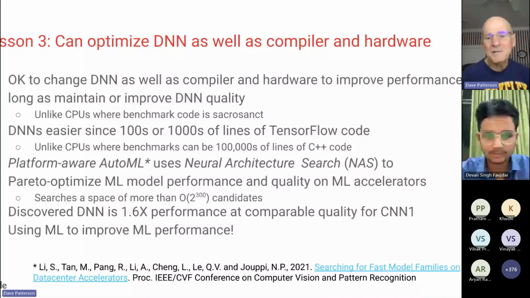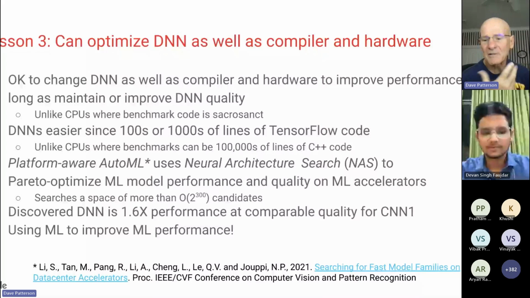One of the interesting differences from the traditional background, where you can change the compiler and the hardware, but the applications are sacrosanct, you can't change them. That's not true for deep neural networks. As long as you maintain the same quality or improve the quality, they're okay with you changing it. I think part of the reason changing is feasible compared to traditional software is that it's hundreds or thousands of lines of TensorFlow or PyTorch that specify it. The smarts is the training. It's billions of parameters where the smarts are, not millions of lines of code, so it's easier to make the change.